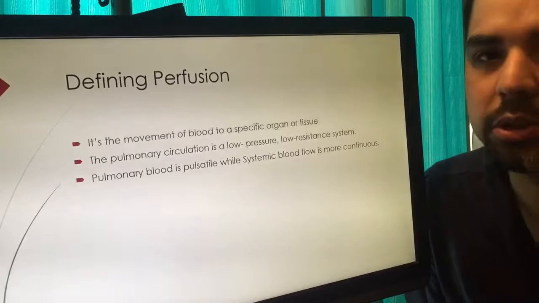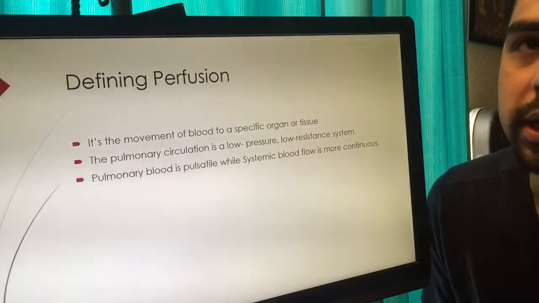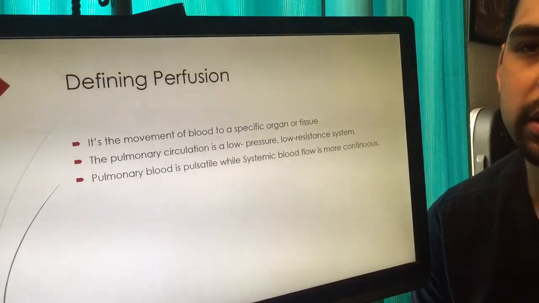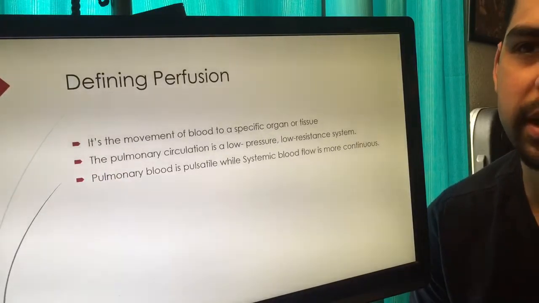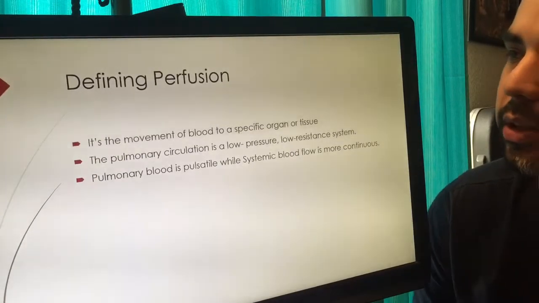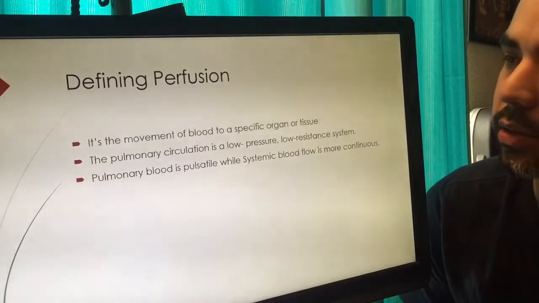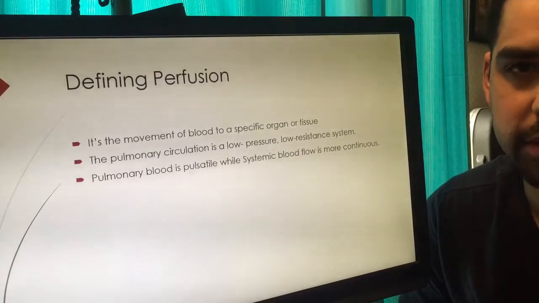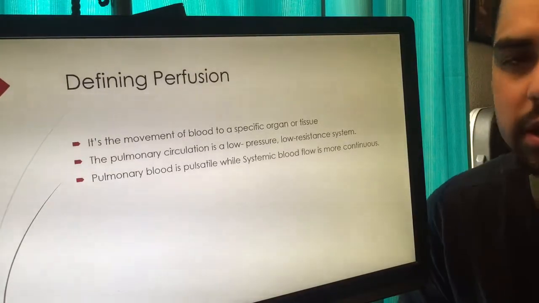So how do we define perfusion? The way I see it, perfusion in any sort of concept is basically fluid that's entering a specific part or site of some sort of structure. In this case, this is about the movement of blood to a specific organ or tissue. Perfusion on the right side of the heart, which is pulmonary blood flow, that pulmonary circulation, is a low pressure, low resistance system in our body.